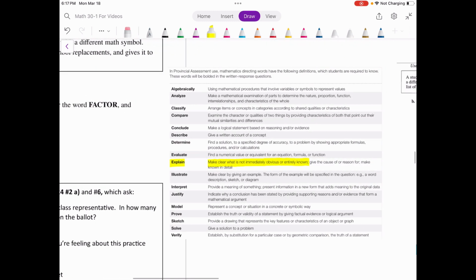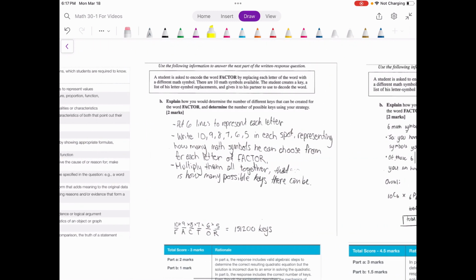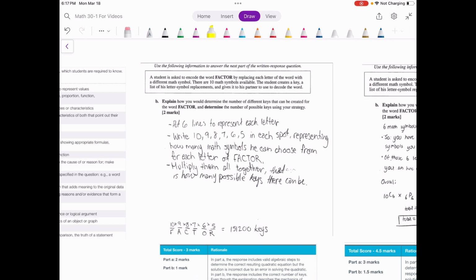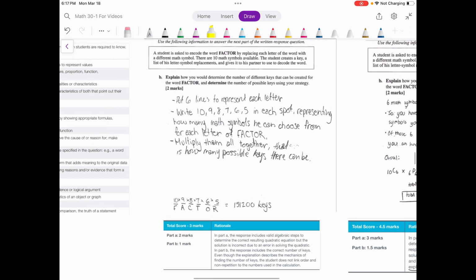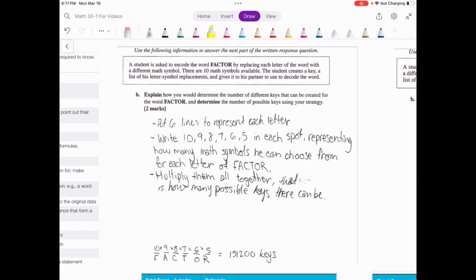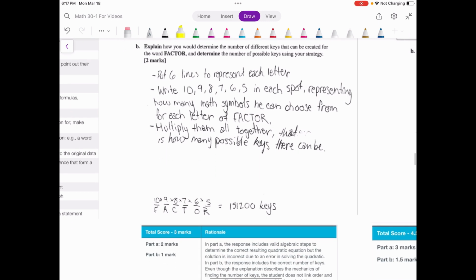So what I wanted to do here was take a look at a couple of examples of solutions to this question. These are real solutions put forth by students and the marks that they got. I want to look at where they lost some marks. It's the same question: explain how you would determine, and so on. This student said they're going to put 6 lines to represent each letter. They're going to write 10, 9, 8, 7, 6, 5 in each spot. Well, why? Why 10, 9, 8, 7, 6, 5?